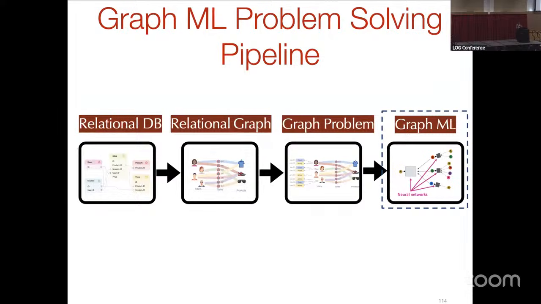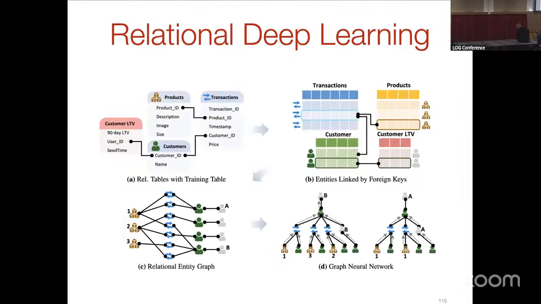On the graph machine learning side, we can apply most of the networks that have been developed for general graph learning problems in relational deep learning. We have the relational tables along with the training table, which has the entities, the task labels, and the time. These result in a relational entity graph.